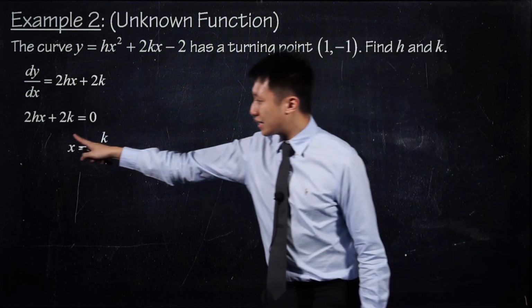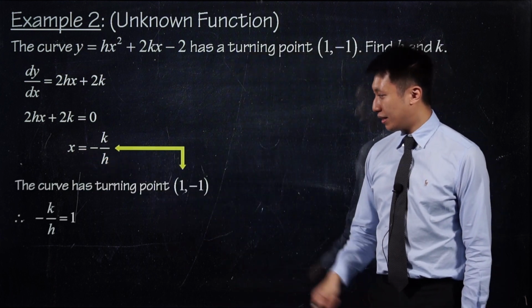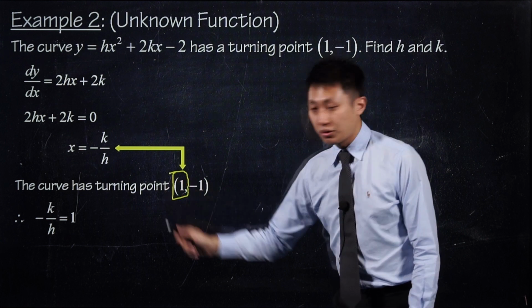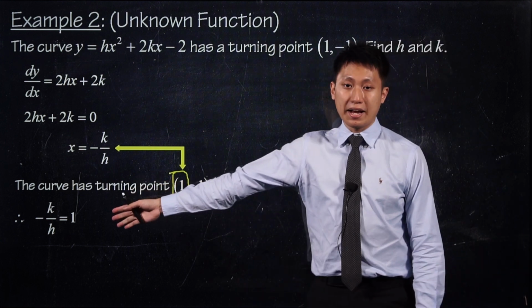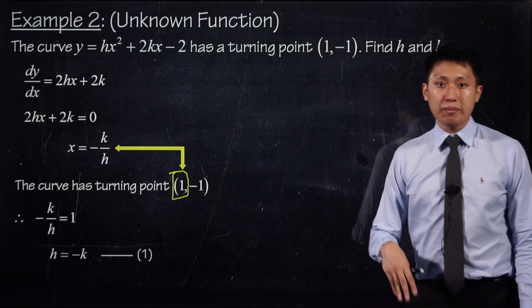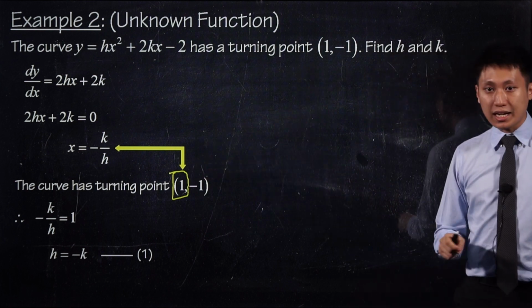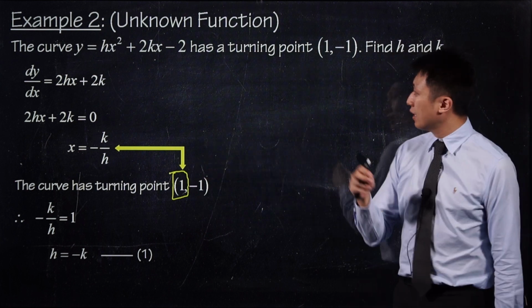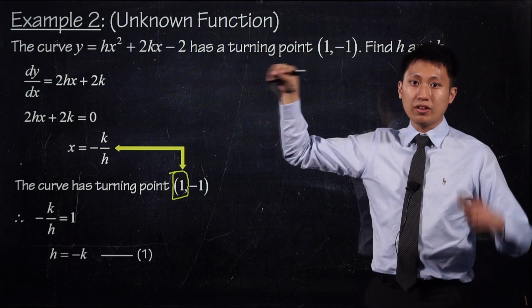So x is equal to this one, which equals 1. Only this one, because you only need the x coordinate to find the turning point. So you get an equation about h and k. So h is equal to -k. I named that equation 1, so it's easier to refer to later. Second information that I told you already is that the turning point is a point on the curve, on the curve itself.